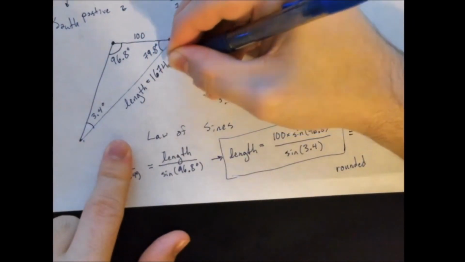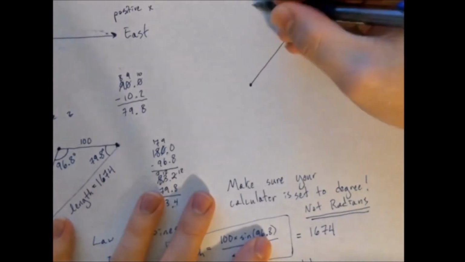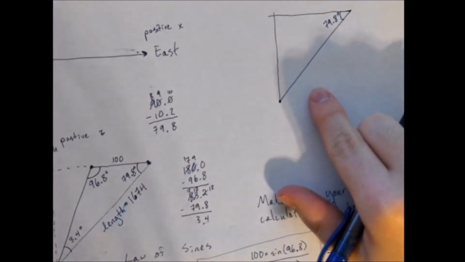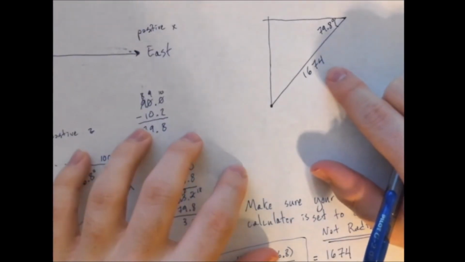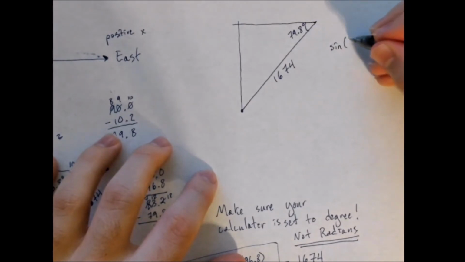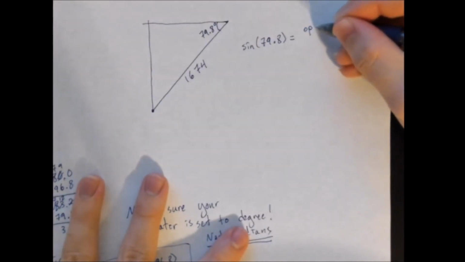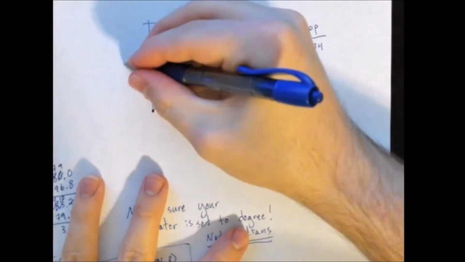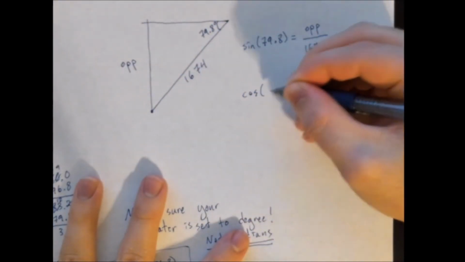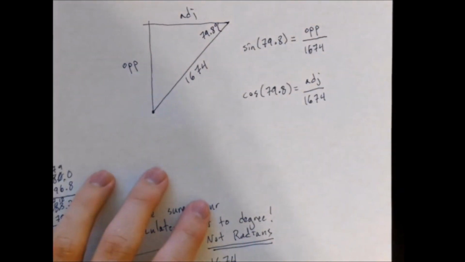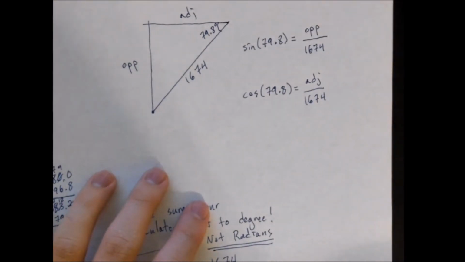What I'm doing is I'm essentially imagining that I'm projecting this dot up here, making it perpendicular to the east to west line, therefore giving us a right triangle. This length is still 1,674, so sine of that angle equals opposite divided by hypotenuse. The opposite is unknown, so we'll just put in op for now. But I know the hypotenuse is 1,674. Cosine of 79.8 degrees equals adjacent divided by hypotenuse. Again, I don't know what the adjacent side length is, but I do know the hypotenuse is 1,674.